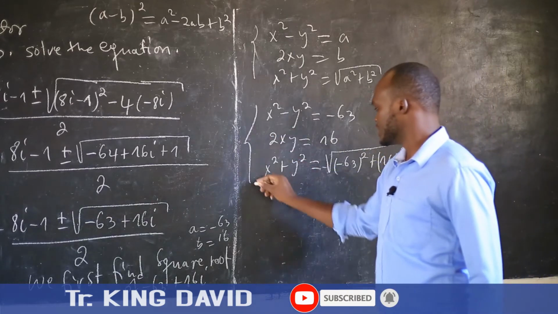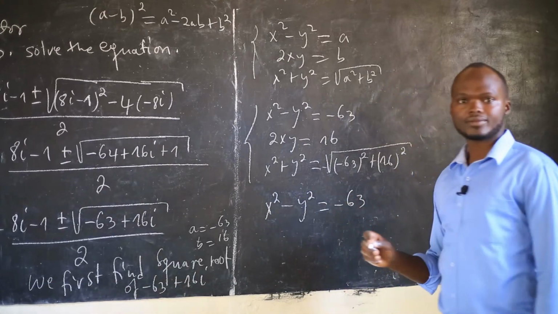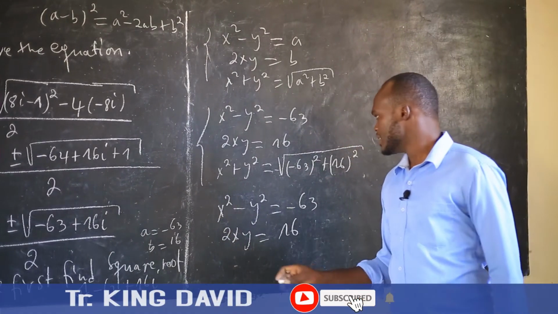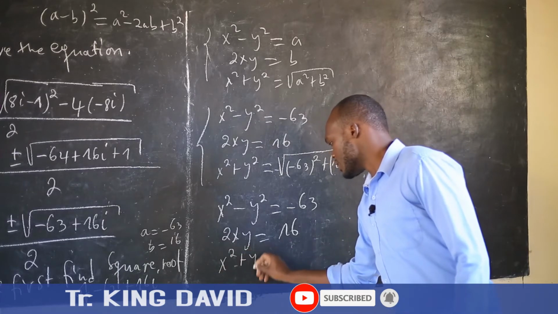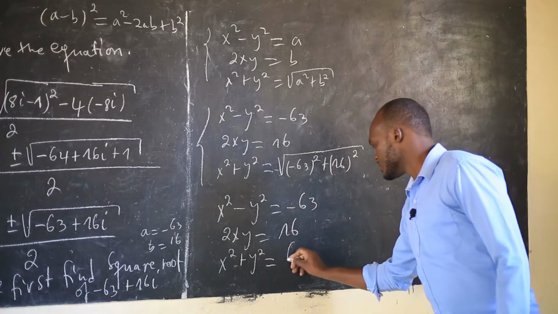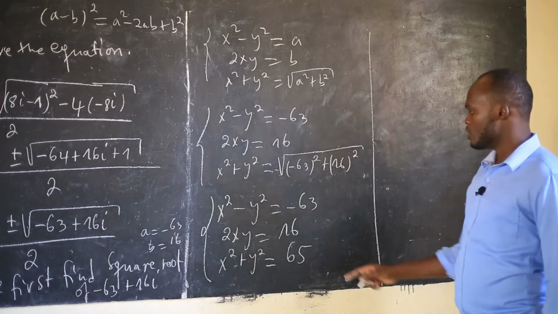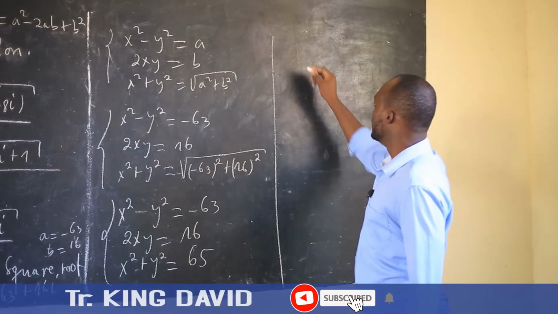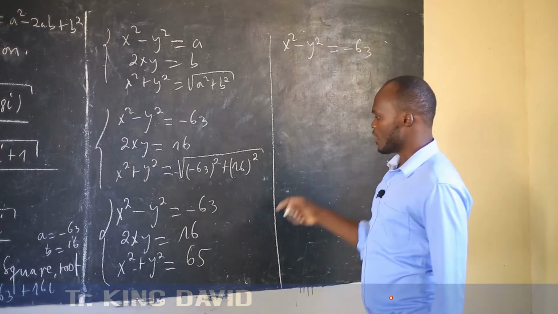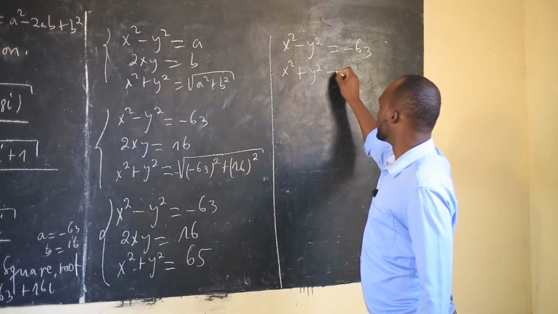So finally, x squared minus y squared equals negative 63, then 2xy equals 16, then x squared plus y squared equals, if you use a calculator, the square root of this is 65. So we have two equations: x squared minus y squared equals negative 63, and x squared plus y squared equals 65. I'm going to use this first equation and the third equation.